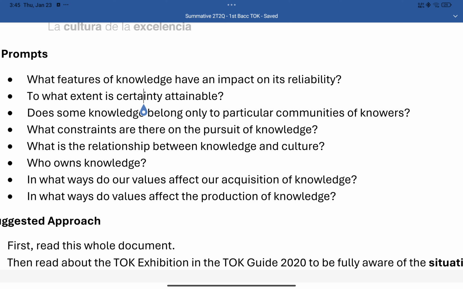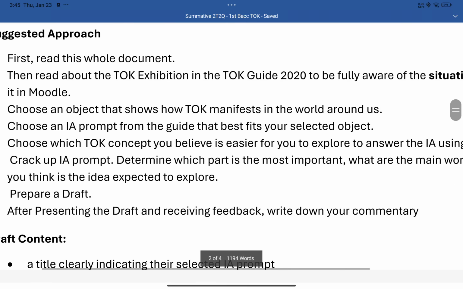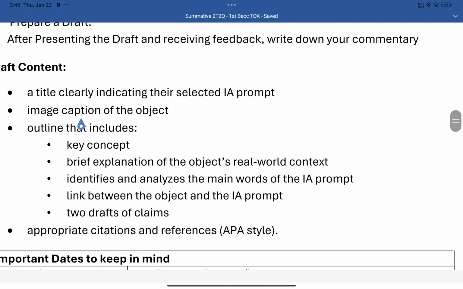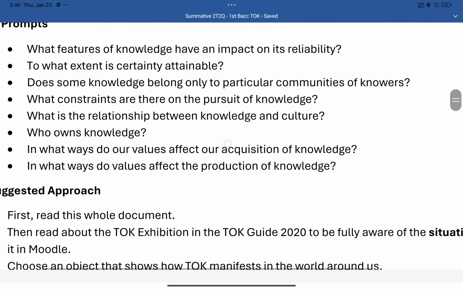Even though the question is talking about certainty, for you it is important to combine both TOK concepts, certainty and power. And therefore you choose power as your key concept for your TOK exhibition practice. That is an example. And then you have to choose an object, which here it says image caption of the object, which means that you have to tell me what the object is about.